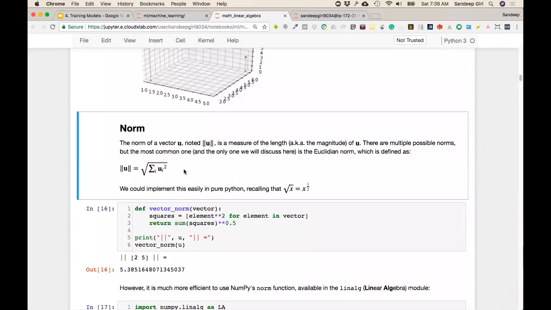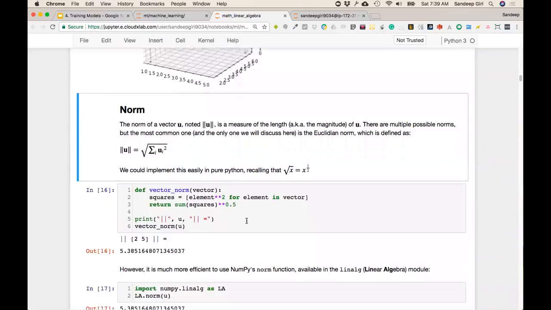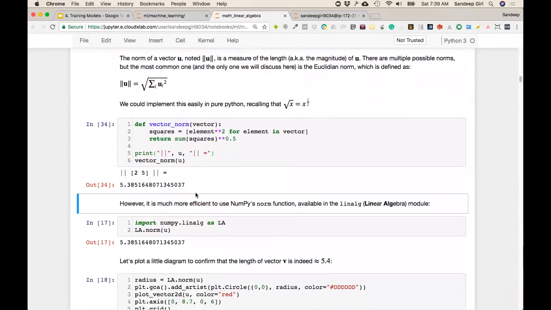There could be multiple kinds of norm, such as the summation of magnitudes, as in the summation of the modulus. The easiest one is the Euclidean one. There could be the Manhattan distance kind of thing, and so on. We will talk about the Manhattan quickly after this. The best definition of the norm is to square all the values, sum up all the values, and then take the square root. We could easily implement this in Python.